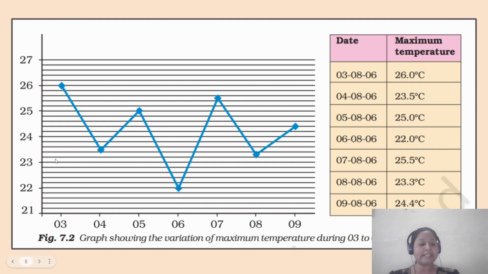On the 3rd we got 26, so we will plot on 26. On the 4th we got 24, we will plot on 24. On the 5th we got 25, so we can plot on 25. Similarly, other data can be plotted in the same manner.